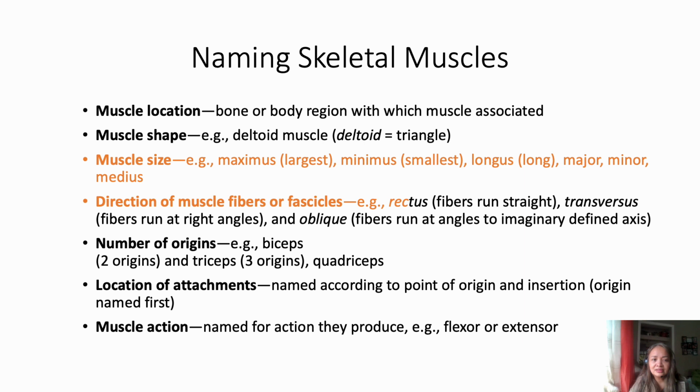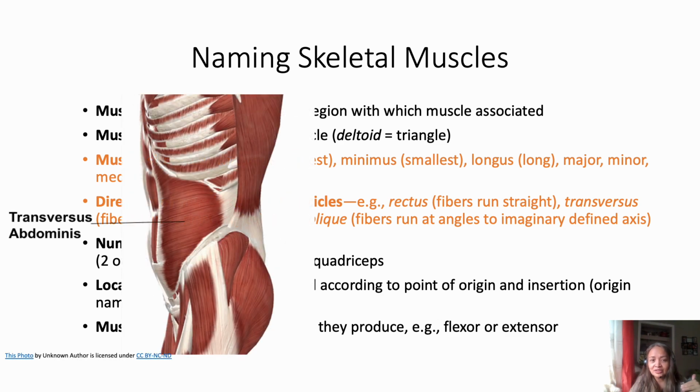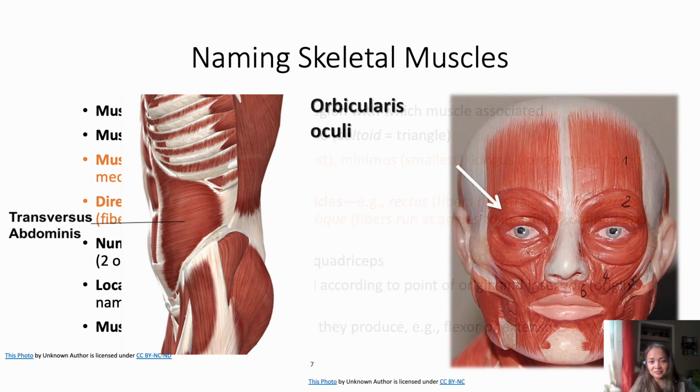Next criterion, direction of muscle fibers or fascicles. So we have names here that pertain to direction, like rectus means straight, vertical, transversus is across or horizontal, oblique is diagonal. So here's an example that we have, transversus abdominis. There you go. It was named because of location, and transversus because the muscle fibers run across or horizontal.